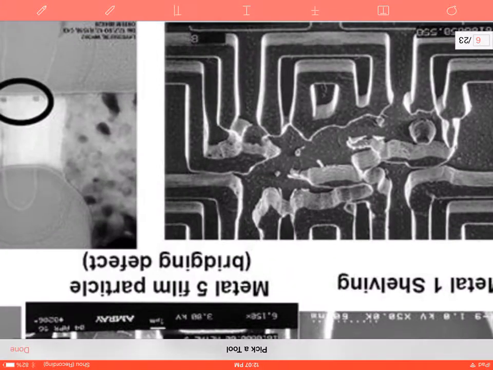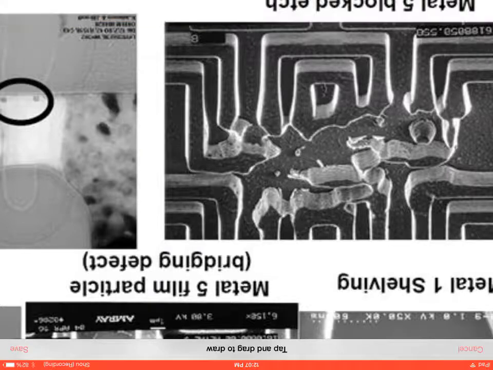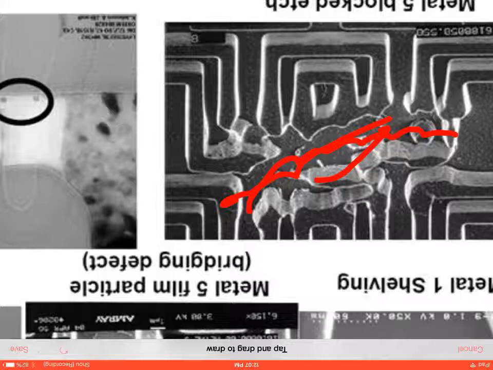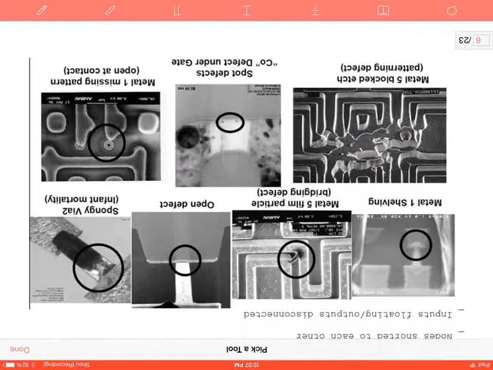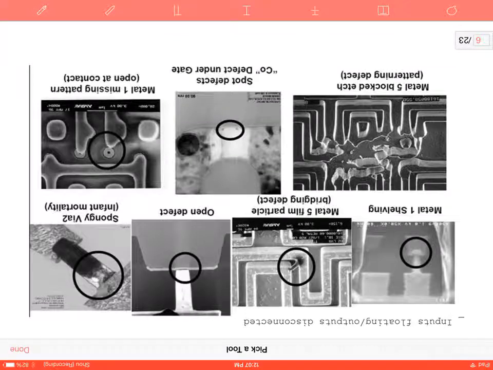Patterning defects. You're supposed to have some sort of metal going through the circuit, and something went horribly wrong here, and you just have a spot. Actually looks like somebody sneezed. Yeah.